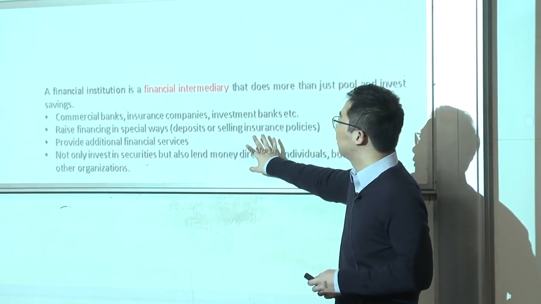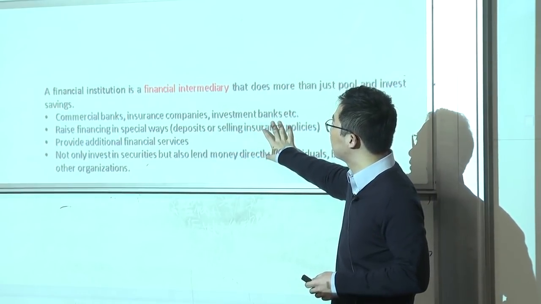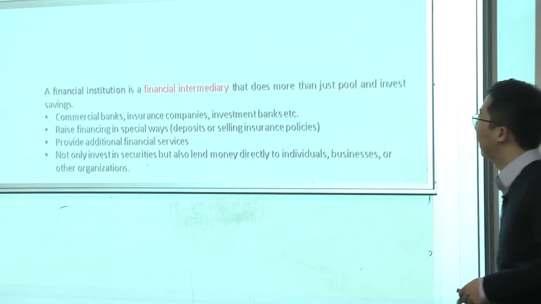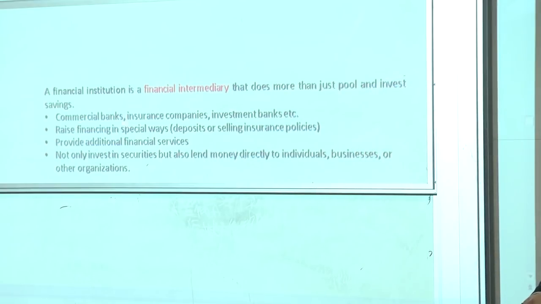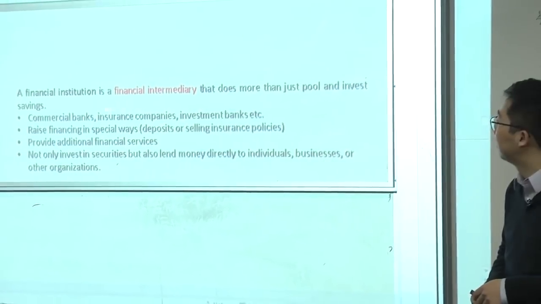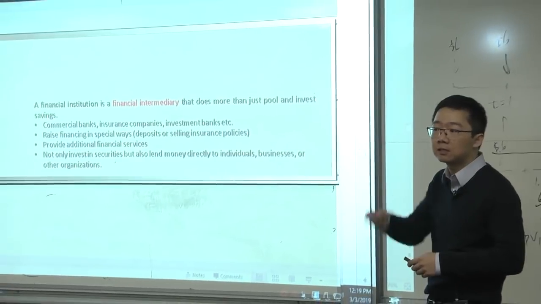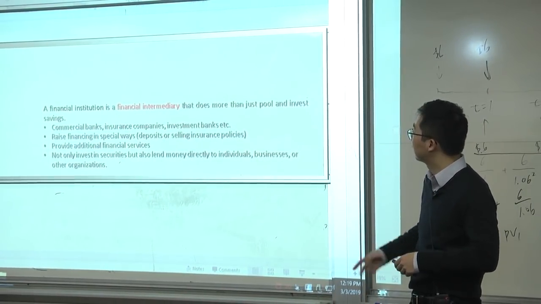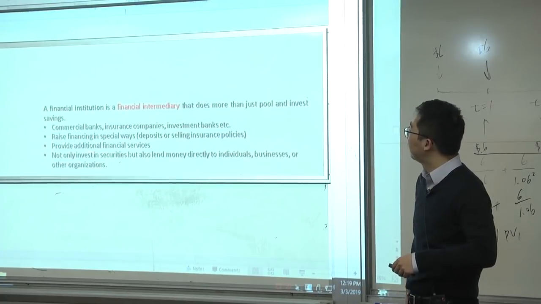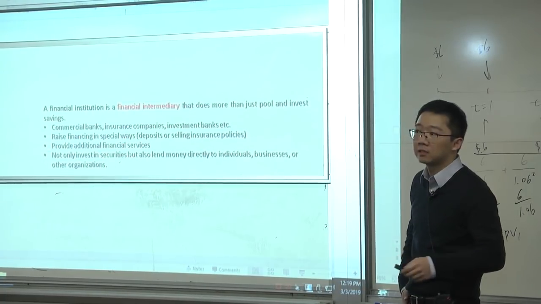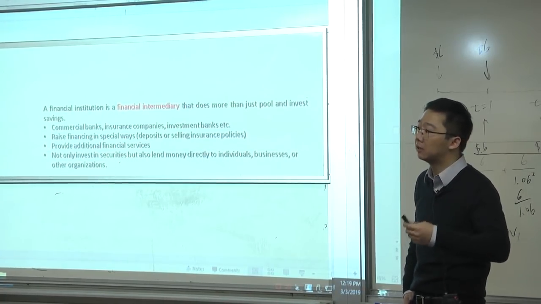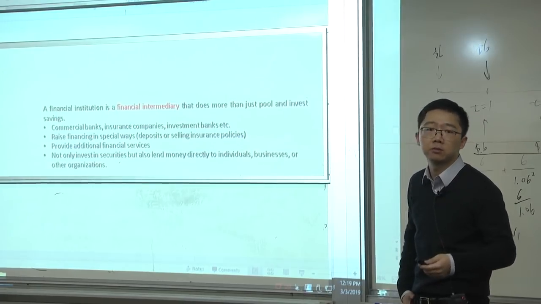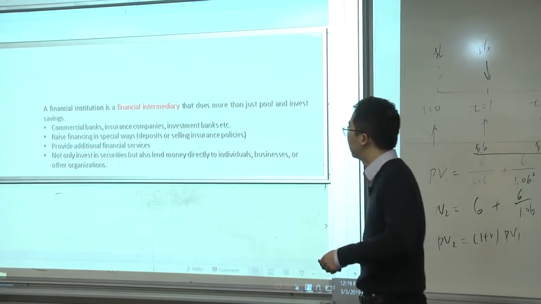So they could be commercial banks, insurance companies, investment banks. They raise money in different special ways. Banks raise money by absorbing deposits, and insurance companies by selling insurance policies, right? And investment banks, we're going to talk a little more about that. They provide individual financial services. Banks provide us a lot of financial services, right? Also insurance companies.